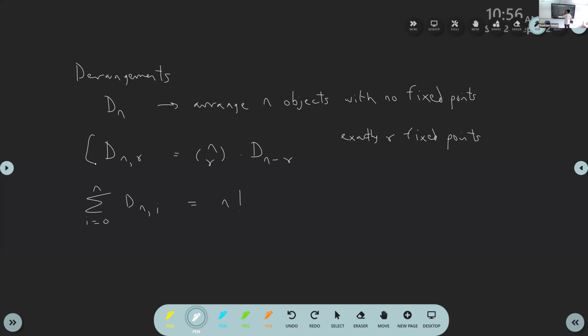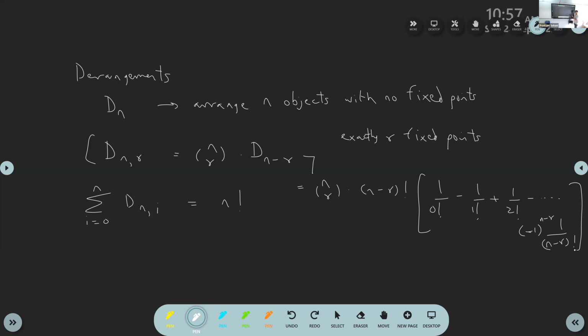Expanding this further, this is n choose r into, so what was the formula for Dn that we derived last time? It was n minus r factorial into, and inside the bracket you get these alternating plus and minus terms, and I think the last term will be minus 1 raised to n minus r. Can you please confirm this is the right formula?